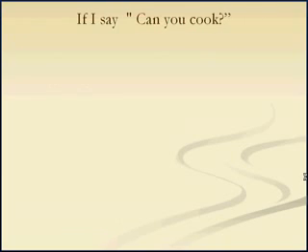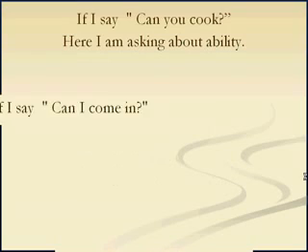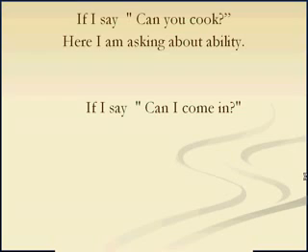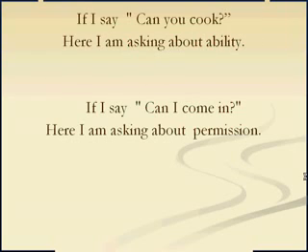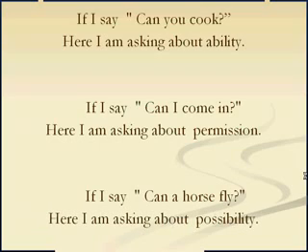Now a very important thing is that can be used for possibilities, abilities or permission, but it depends upon the usage and the situation. For example, if I say can you cook, here I'm asking about an ability. And if I say can I come in, here I'm asking about a permission. And if I say can a horse fly, here I am asking about possibility.